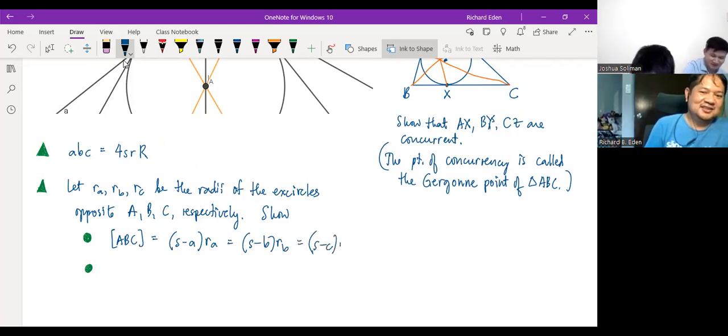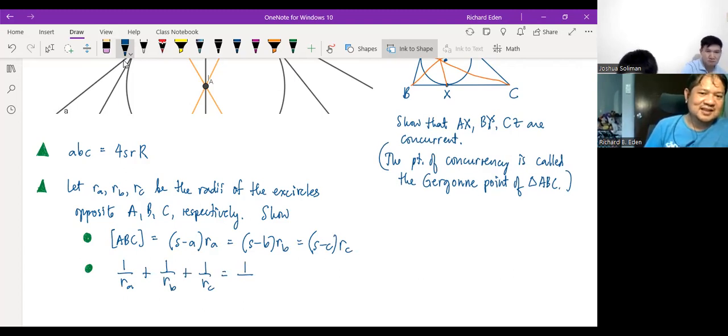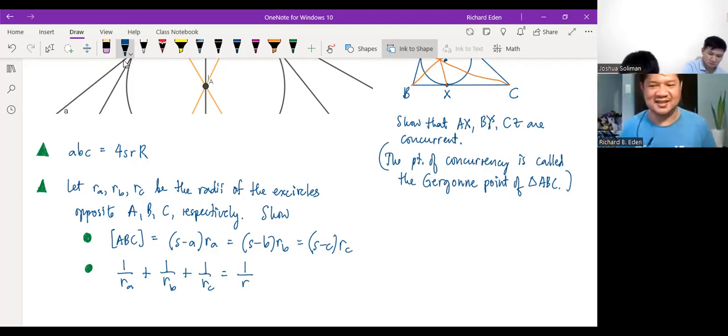Okay. So these are three formulas, three expressions that are symmetric with respect to each other. So it will suffice to justify that the area is equal to one of these three. So kunwari pili ka lang, S minus A times the exradius at A. And then furthermore, okay, it turns out that 1 over R sub A plus 1 over R sub B plus 1 over R sub C equals 1 over, what do you think? The in-radius. Yeah. Literal harmonic. Gosh darn.